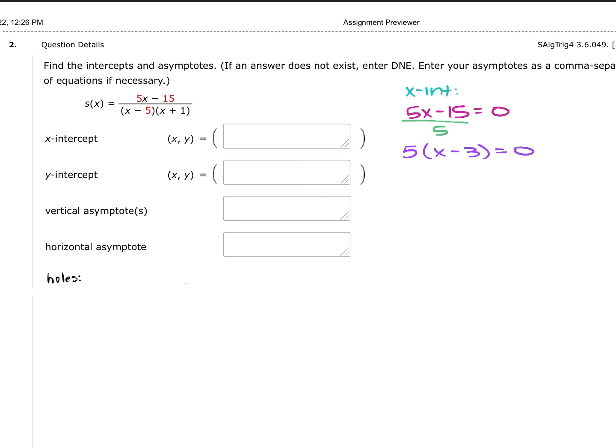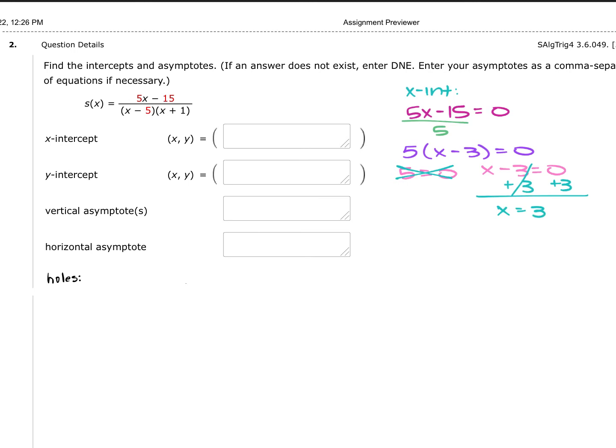We set each part equal to 0. So 5 is equal to 0. x minus 3 is equal to 0. And we solve them. Is 5 equal to 0? No. So you can cross that one out. The x minus 3 is equal to 0. Move your 3 over. Add it to both sides. You have that x is equal to 3.